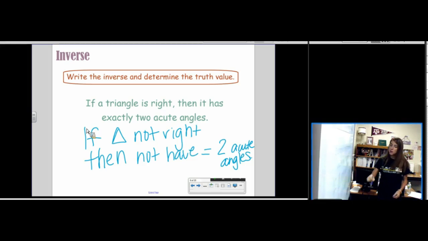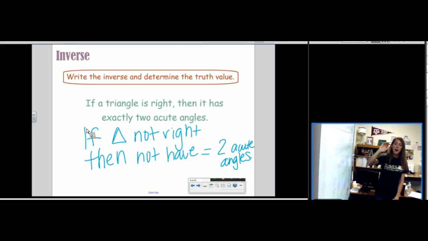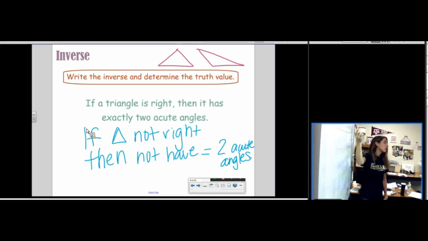Okay, what is an acute angle? What does it mean? Less than 90. Okay, so we want our triangle to not be a right triangle. So it might look like this, or it might look like this. Those are not right triangles. No right angle, no right angle. Okay, so there we go. If it's not a right triangle, we drew some pictures, then it does not have exactly 2 acute angles.